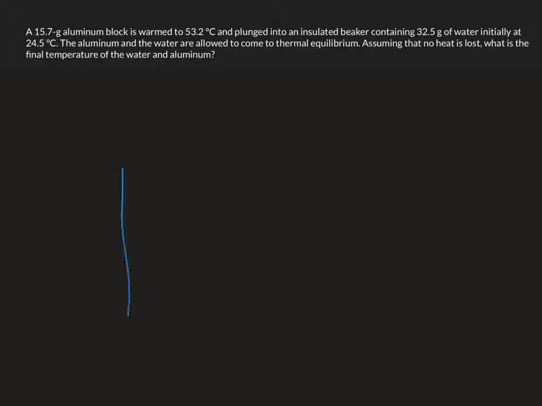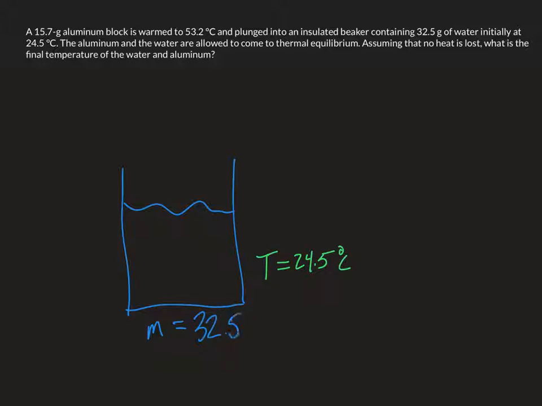This is problem 107 from chapter 3. So in this problem, we've got a beaker filled with water, and that has an initial temperature of about 24.5 degrees, and we're told the mass of the water is 32.5 grams.